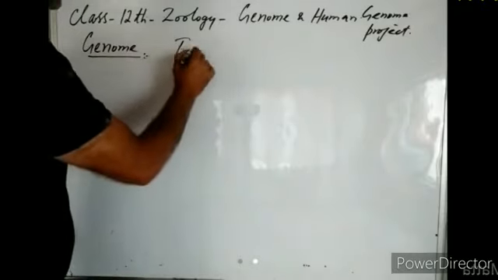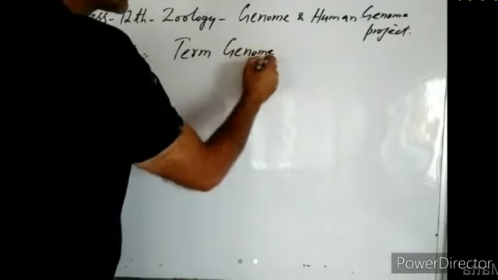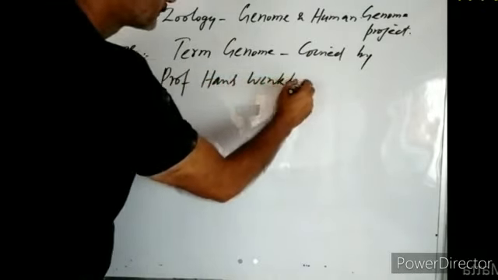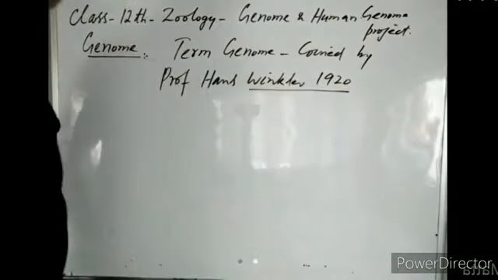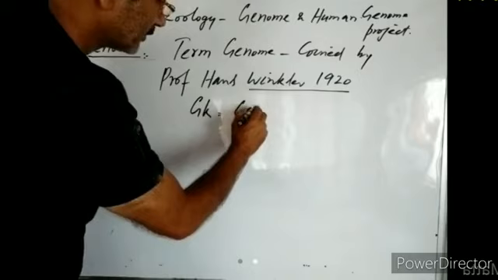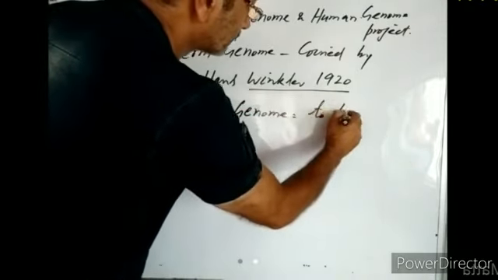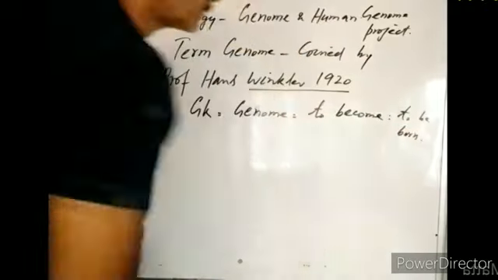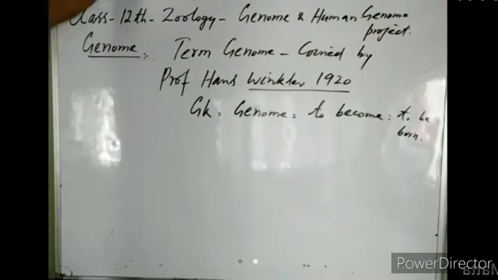This term genome was coined by Professor Hans Winkler in 1920. He had adopted this term genome from the Greek language, in which genome means to become or to be born. So the term genome was coined by Professor Hans Winkler in 1920. He had adapted this term from the Greek language. In Greek, genome means to become or to be born.